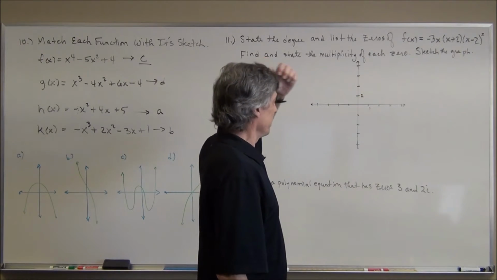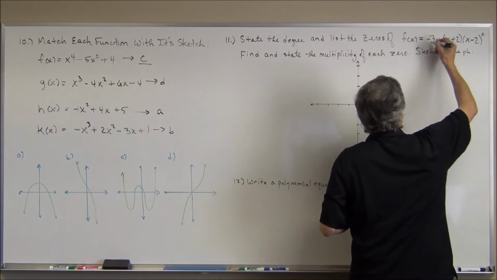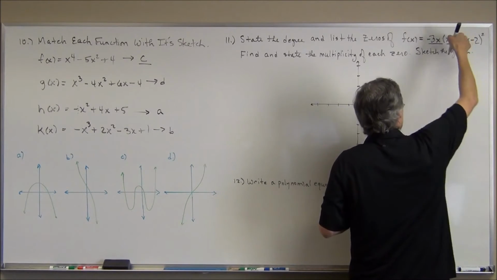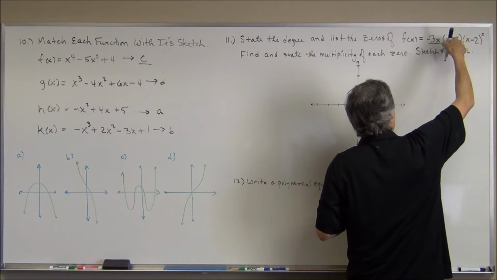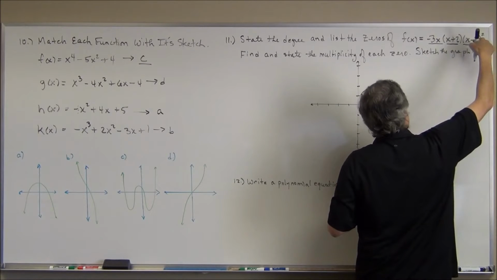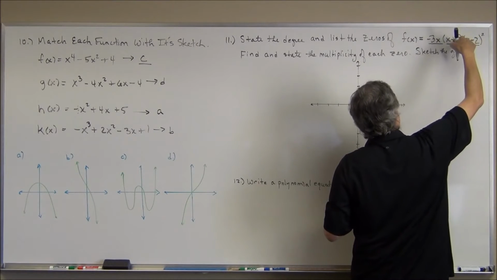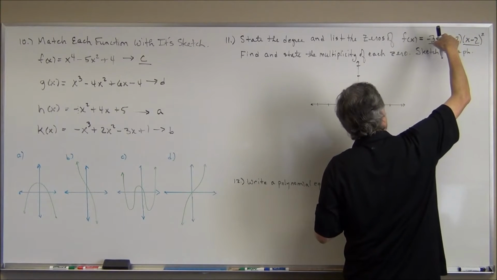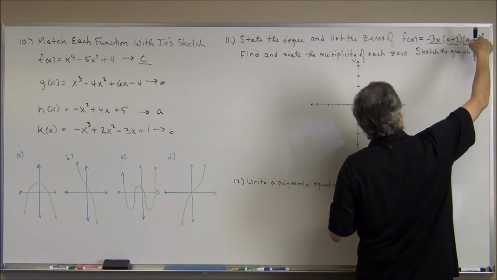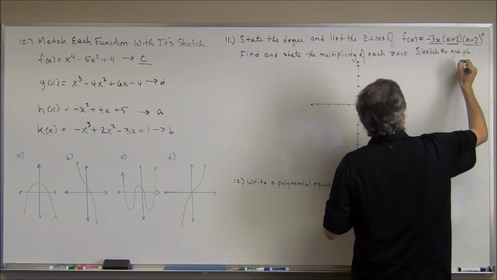Well, let's start with the degree. This factor is x to the first, that's degree 1. This factor, x plus 2, is degree 1. This factor is degree 1, but there are two of them. So there's two factors of degree 1 here, one factor of degree 1 here, one factor of degree 1 here. We add them up. So 1 plus 1 plus 1 and 1, so that's going to give me degree 4.